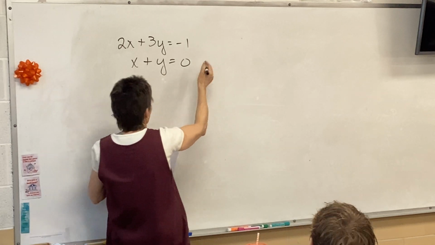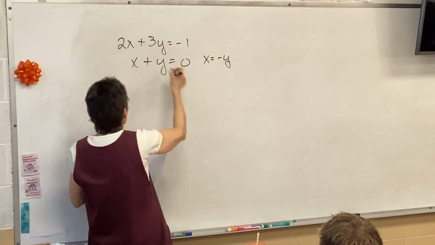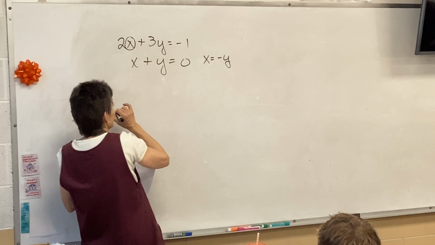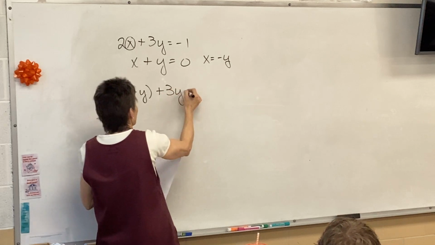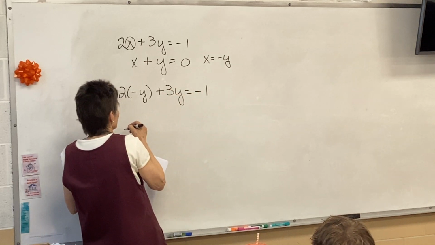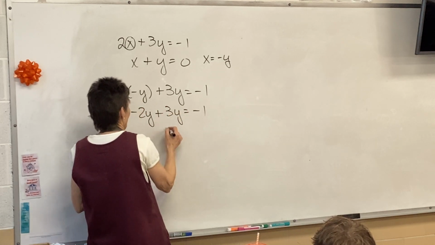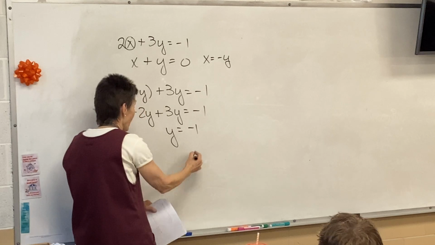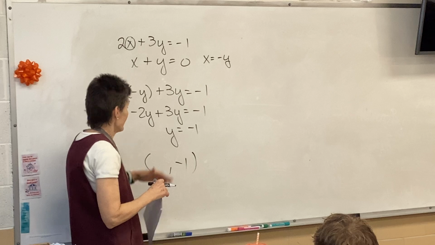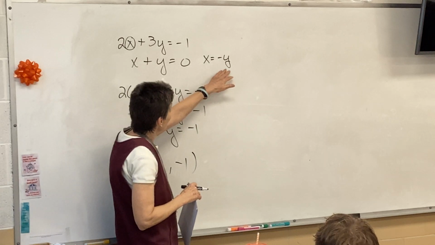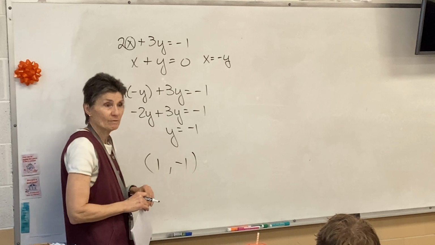So I'm going to go ahead and just say x equals negative y. And then that means I'm going to put negative y in right there. So 2 times negative y plus 3y equals negative 1. Are we all paying attention? So I have y equal to negative 1. That's what I got. Y equals negative 1. And then I plug that back in. And if I plug in negative 1, negative 1 is positive 1.